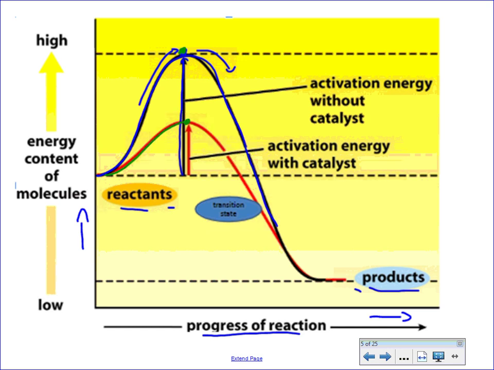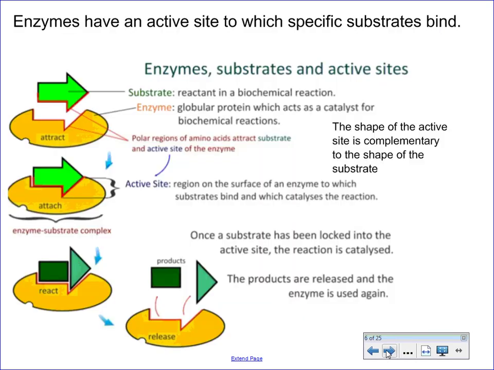The red line, which I'm outlining in green, would be the activation energy that is needed with a catalyst, or that activation energy that is lowered with the presence of a catalyst, such as an enzyme. So enzymes work by making reactions happen faster by lowering the amount of energy that's needed to get them going. That's how a catalyst works, and an enzyme ultimately works.